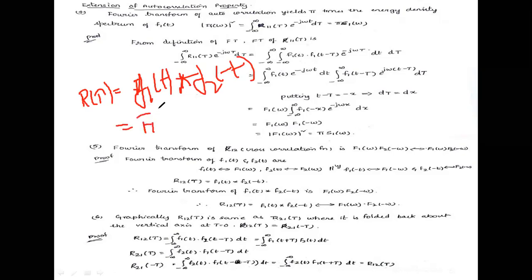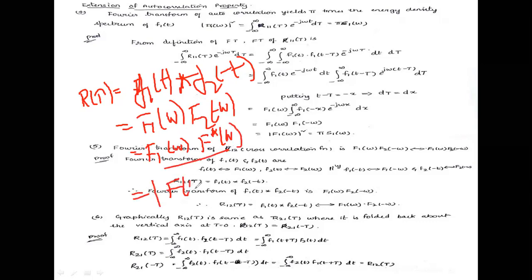What is the first one? F1 of omega, and the second one is a product, F2 of minus omega, because it is a negative value. It is also equivalent to F1 of omega with F star of omega, so it becomes equal to the squared magnitude of F of omega. Got it, my students? So the R1 of tau e power minus j omega t d tau, we can simplify.